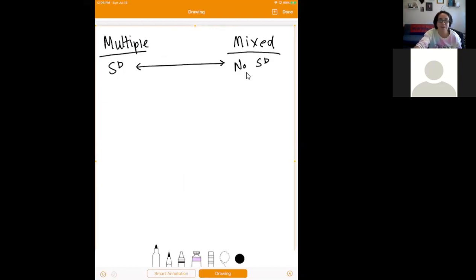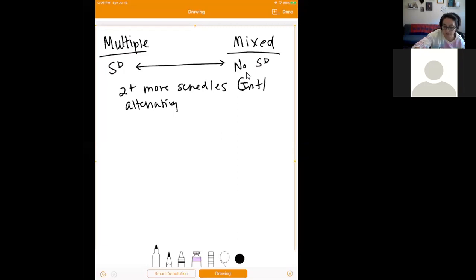Only difference. One has an SD, signaling that reinforcement is available, and one doesn't have an SD. So we don't know if or when reinforcement is going to be available, but we're on a schedule. So it will be probably, we just don't know when. So multiple and mixed schedules are 2 more schedules, right? They're alternating. So it has to be an interval and a ratio schedule. Those are the 2. Alternating and usually random.